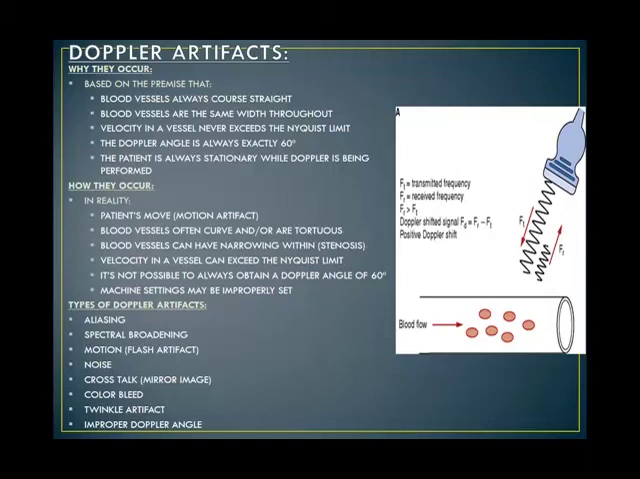Blood vessels can have narrowing within them. We call that stenosis. Also, velocities in a vessel can exceed the Nyquist limit. It's not possible to always obtain a Doppler angle of 60 degrees, which is what we want. And your machine settings can be improperly set. So this is what happens in reality. This is what the ultrasound machine wants to happen. Because these things don't always happen, you get all these types of Doppler artifacts.